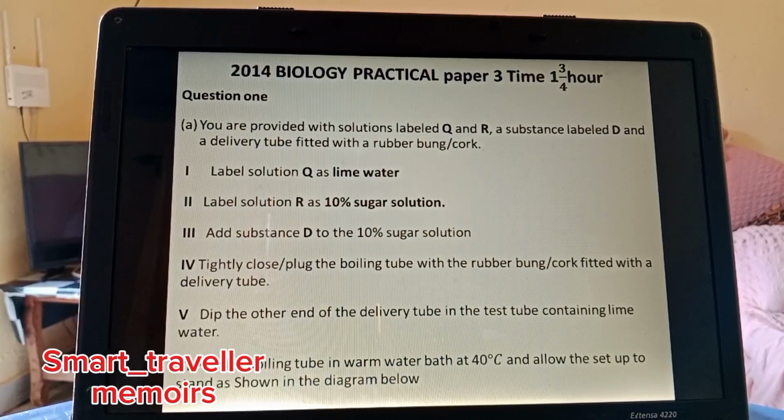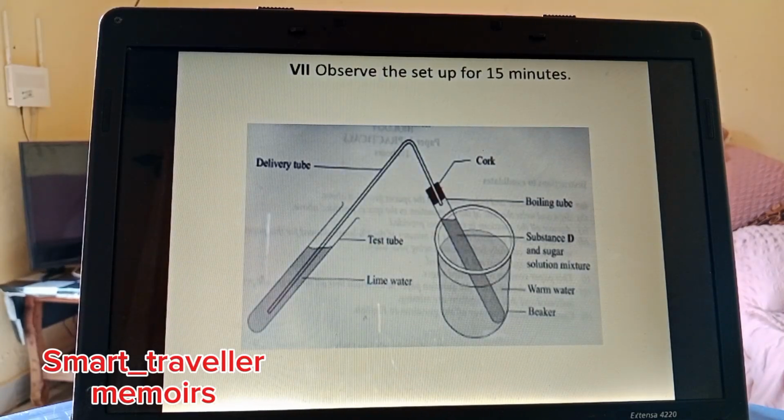So all those apparatus, you are supposed to assemble them and they will look like what I will show you below. So that is the setup. And you are supposed to observe the setup for 15 minutes. So you can see the delivery tube, the test tube, the lime water, cork, boiling tube, substance D and the sugar solution mixture, warm water, and the beaker. That is the way you set up the experiment.